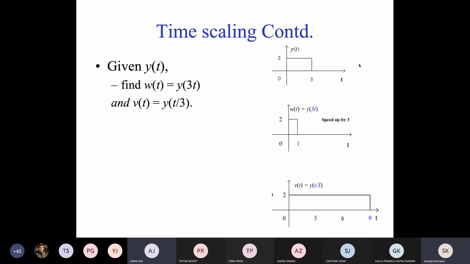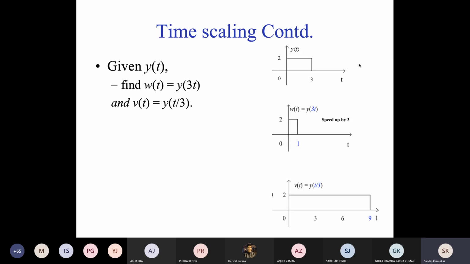What happens if y(t) is given, and we find w(t) equal to y(3t) and v(t) equal to y(t by 3)? So y(t) is a rectangular wave, and if we make it 3t, then what will happen is that it will shrink by a factor of 3, and its period, its width, will become 1.